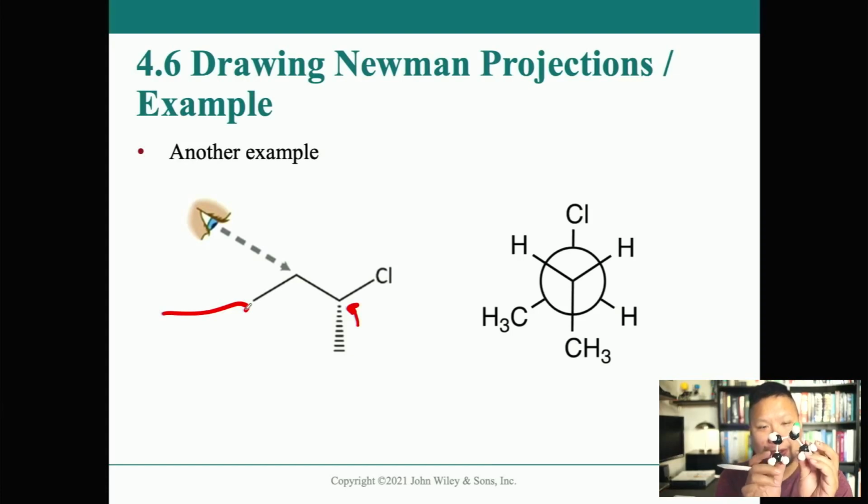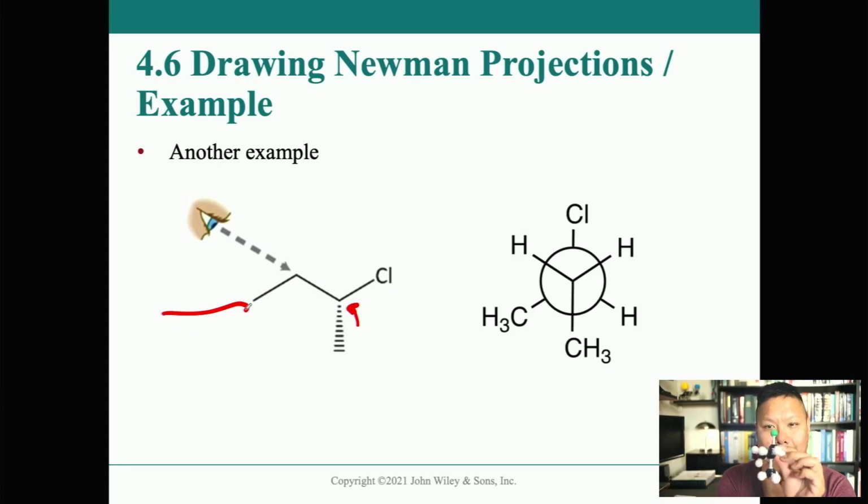Okay? So the carbon that you're actually looking at is going to be this carbon right here. You're looking straight down this carbon, and through its bond, to see the chlorine in the back. So we can rotate that around. The chlorine is in the back, like this, and now the chlorine is at the top. There we go, the chlorine's at the top.